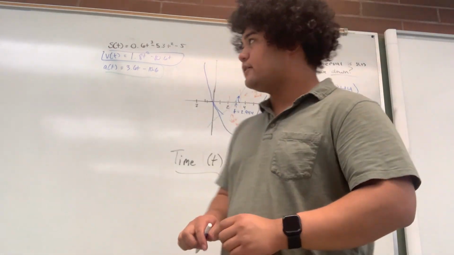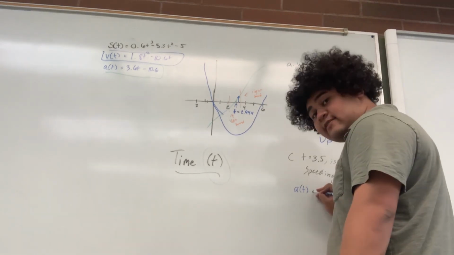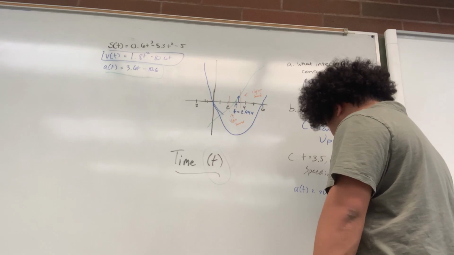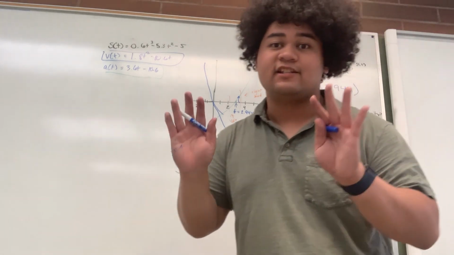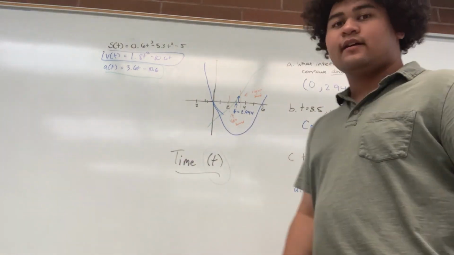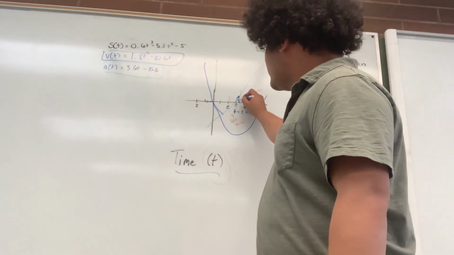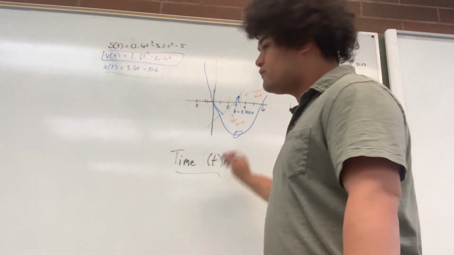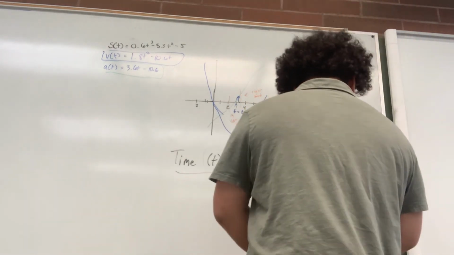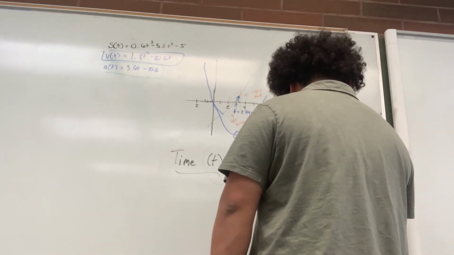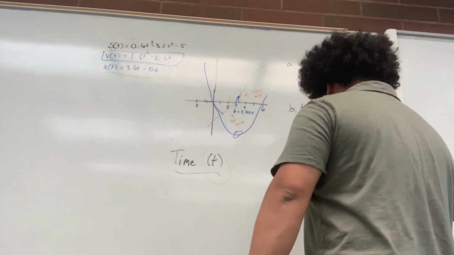Now, if you remember, anytime a of t and v of t are positive, our function is speeding up. But when a of t is positive up here and our v of t is negative, it's gonna slow down. So technically, we are slowing down.